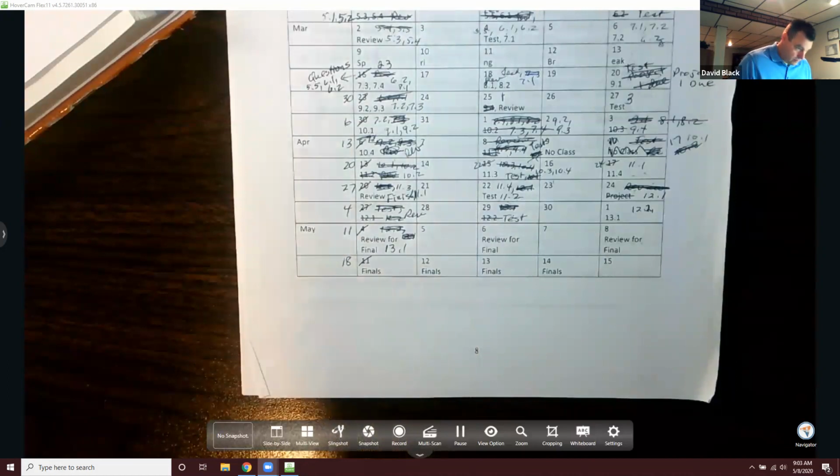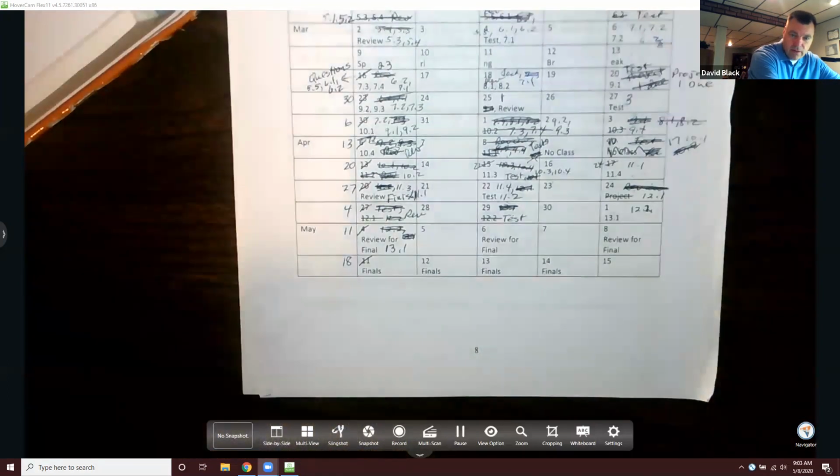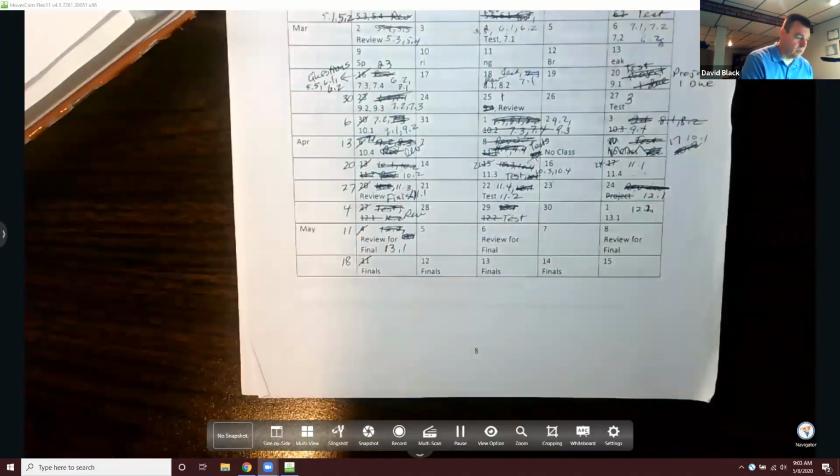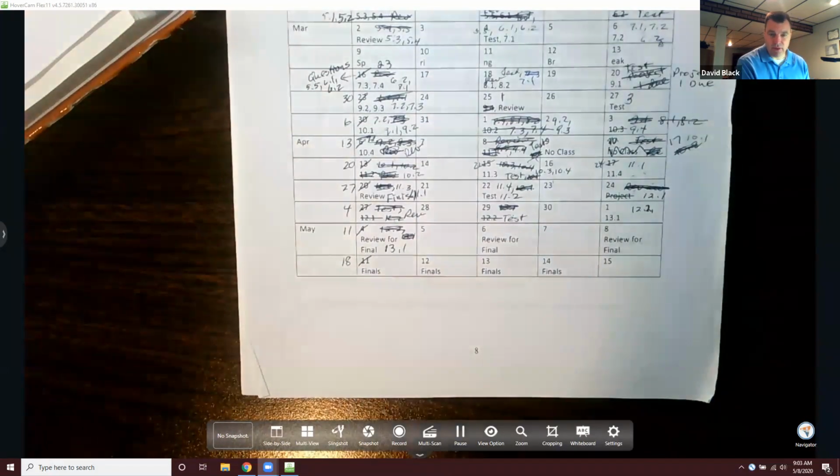So you'll want to make sure you hunt up your old tests and have them with you for class on those days. We're going to look at problems off of our old tests to help us get ready for the final. And I'm going to give you some problems to work off of those old tests as well. So those problems will serve as just like a review assignment for any test.